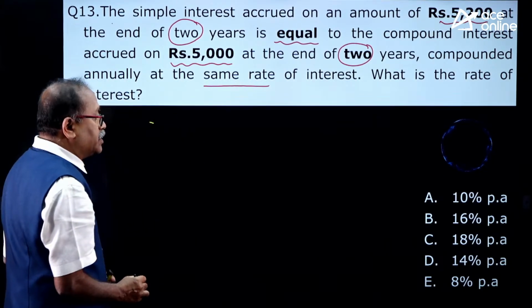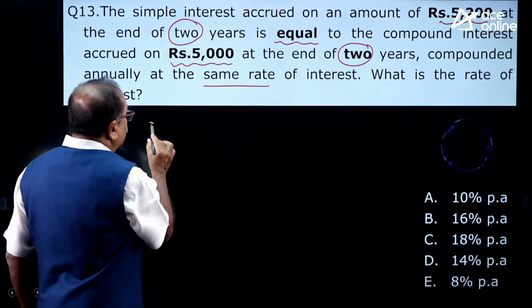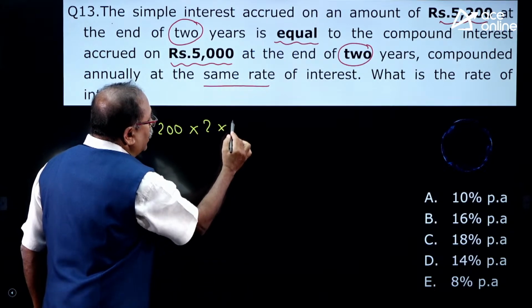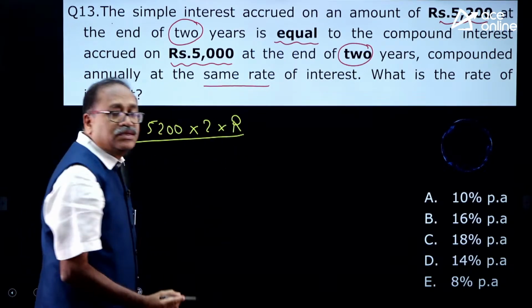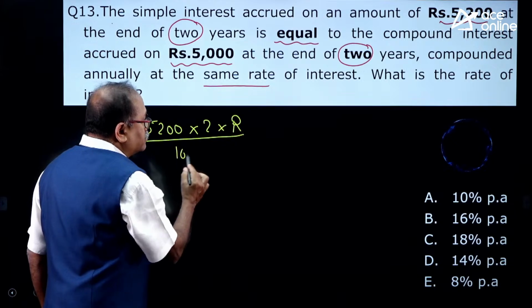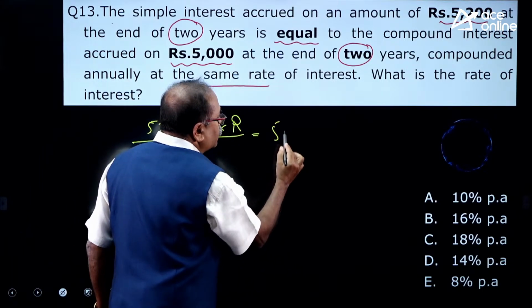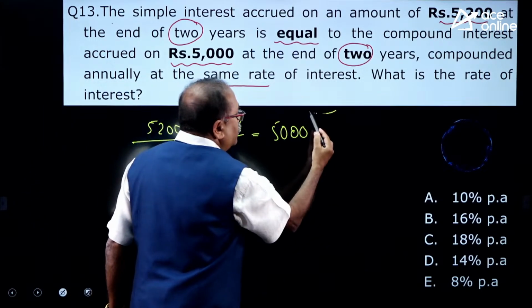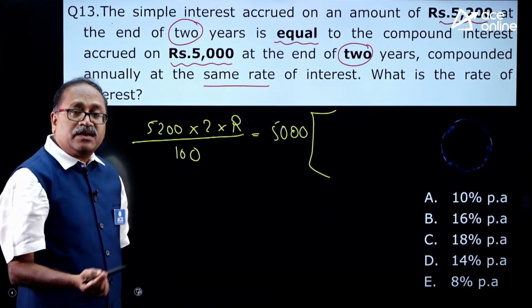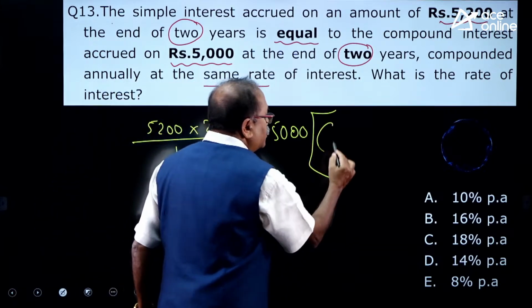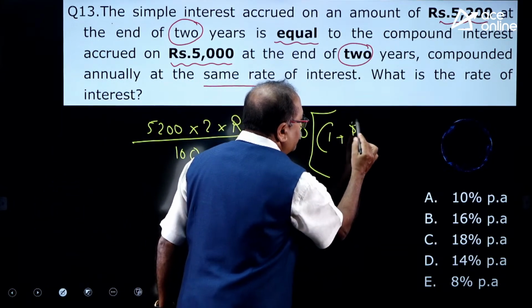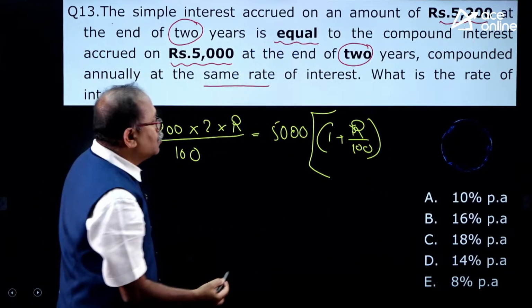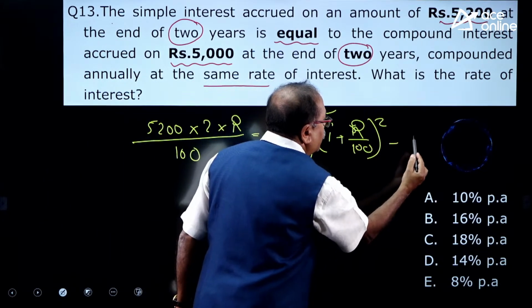I can give you the structure. And what is the structure? That is 5,200 into 2 into R. Let us assume that the rate of interest is R by 100, which is equal to 5,000, the second principal, and within the bracket, SI is equal to P into 1 plus R by 100, the same R by 100, to the whole power, how many years? 2 years, to the whole power 2, minus 1.